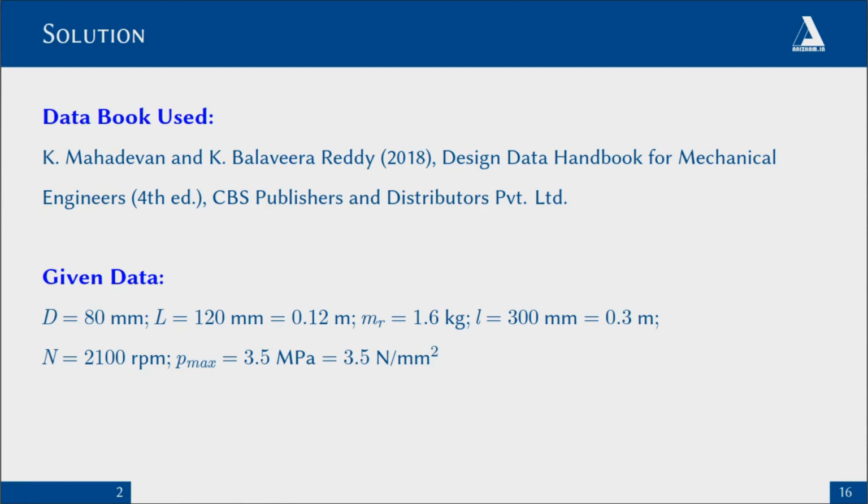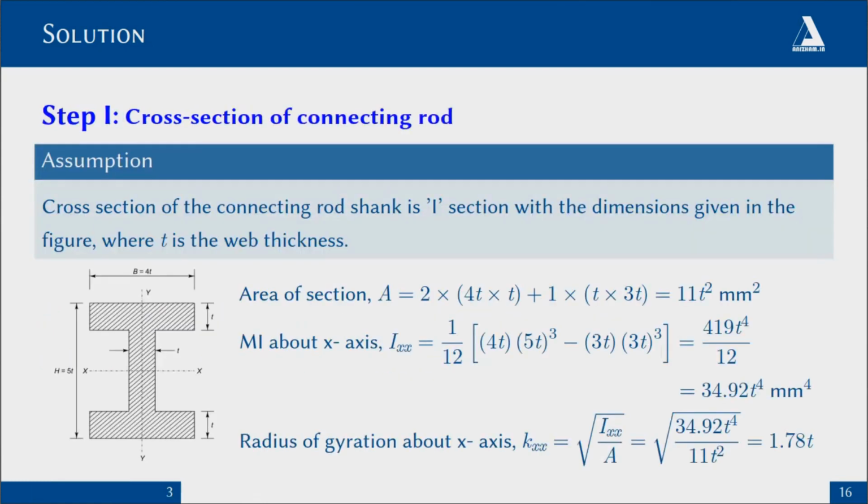The given data are: the diameter of the piston, capital D, is 80 mm. The length of the stroke, capital L, is 120 mm. The mass of the reciprocating parts, MR, is 1.6 kg. The length of the connecting rod, small l, is 300 mm. The speed of the crank, capital N, is 2100 rpm. The maximum explosion pressure, Pmax, is 3.5 megapascal or 3.5 Newton per millimeter squared.